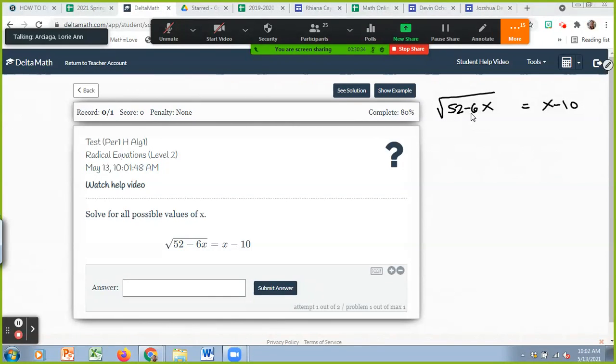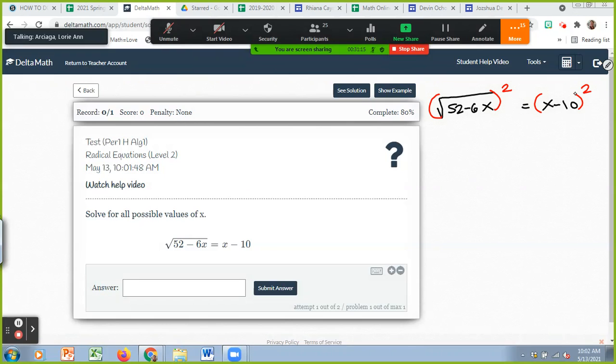So square root of 52 minus 6x is equal to x minus 10. First question, do I have to move this x to the left? Yes or no? No, very good, Brian, because it doesn't have a radical. So we're separating the radicals and the non-radicals. So it has to stay there even if it is an x. By default, we have already separated the radical signs. So from here, we are ready to square both sides.